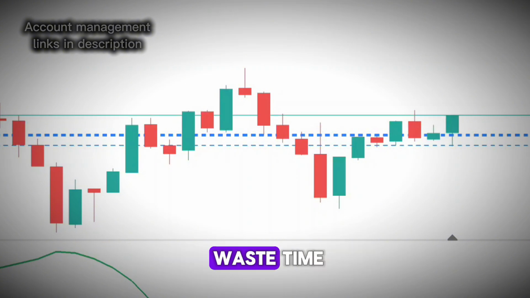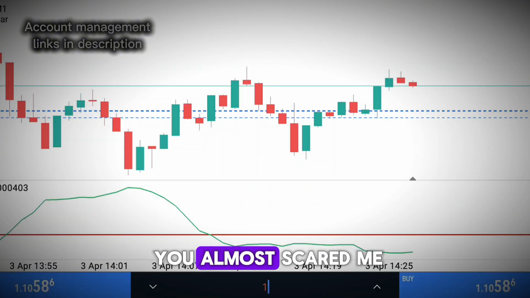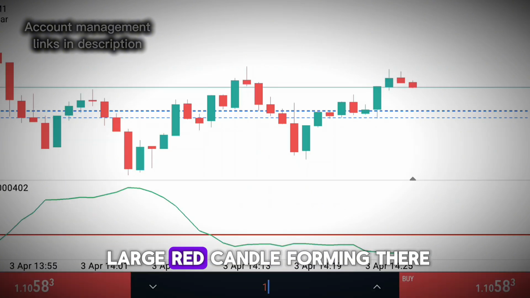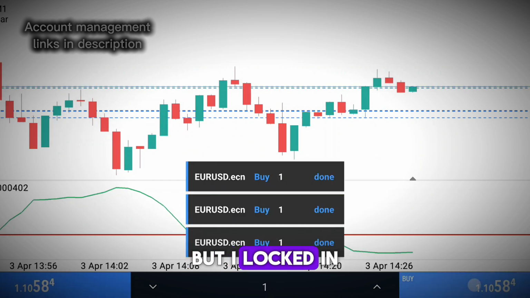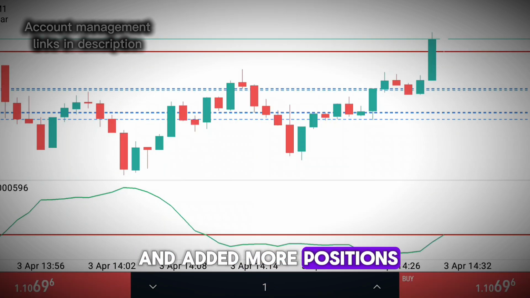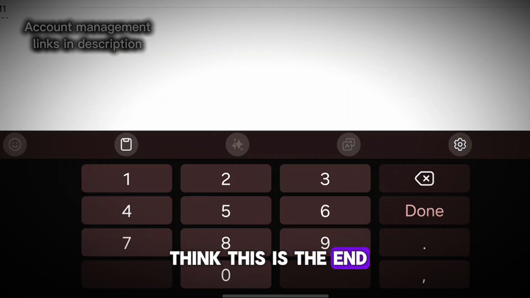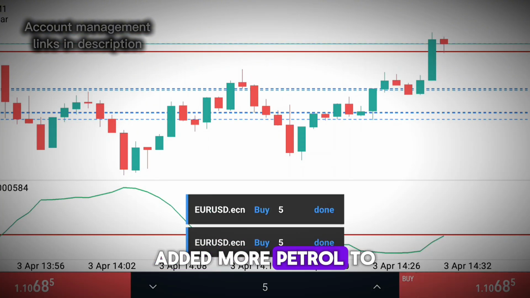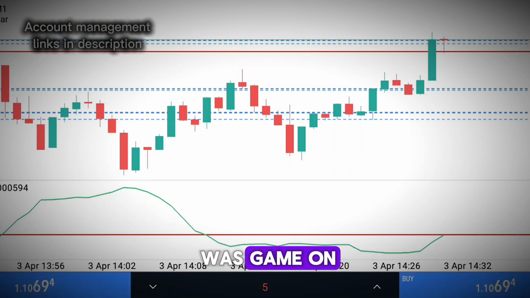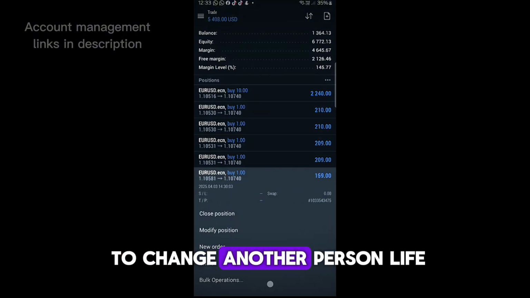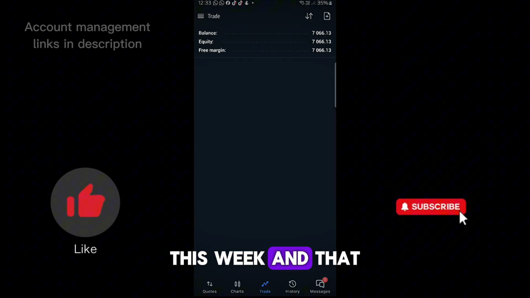This one did not even waste time. And for a minute, it almost scared me because I saw a large red candle forming there. But I locked in and added more positions. And it started mooning. And if you think this is the end, you are wrong. Added more petrol to the fire. And it was game on. And that was how I was able to change another person's life this week. And that was when I closed.